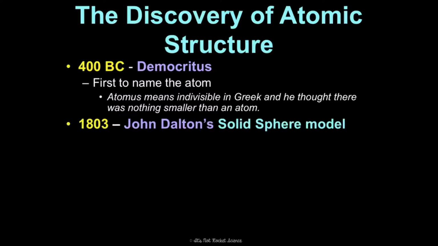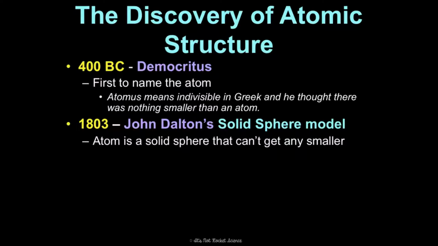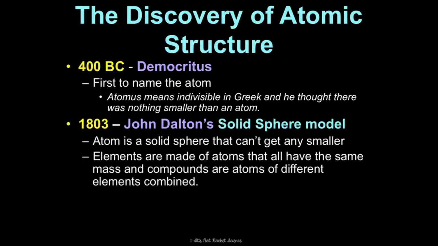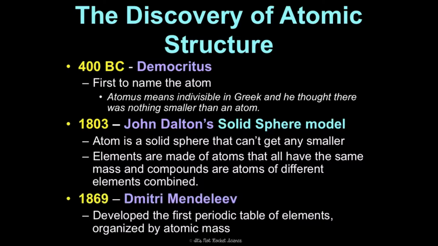In 1803, a good bit later, John Dalton came up with a solid sphere model. So he thought the atom was a solid sphere and it couldn't get any smaller. Now, this is not true, but the other thing he thought is actually true. He said elements are made of atoms that all have the same mass, and compounds are atoms of different elements combined, which is like what we were talking about on the previous slide. Now, in 1869, Dmitri Mendeleev was the first to assemble a periodic table of elements, and it looked a good bit different from what we have today, because he organized it by atomic mass. And I'll introduce you to someone in a minute that came up with more of the organization that we have today on the table.